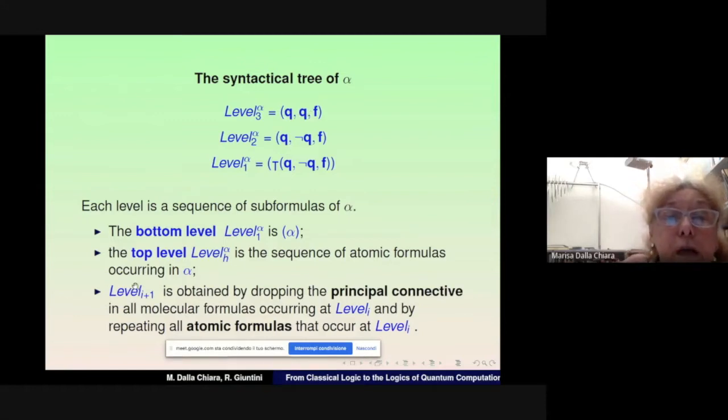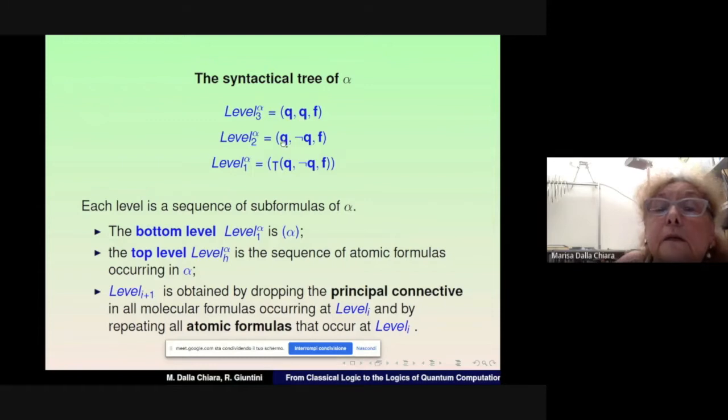And each level I+1 is obtained by dropping the principal connective in all molecular formulas occurring at level I, and by repeating all atomic formulas that occur at level I. So let us look at this particular case. Here we have the formula Toffoli of Q, not Q, F. We drop the principal connective, that is Toffoli in this particular case.